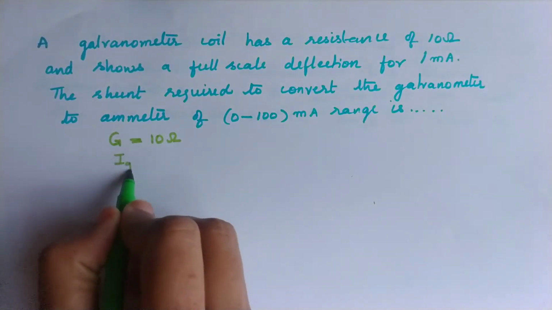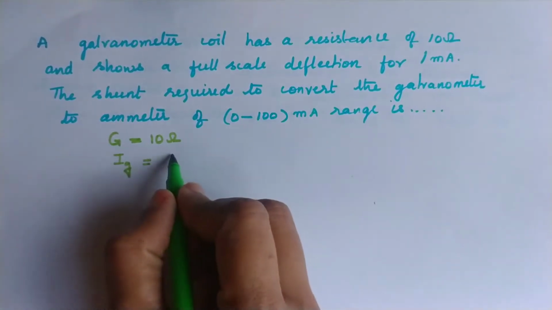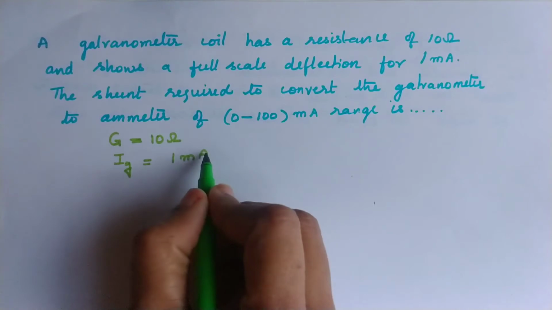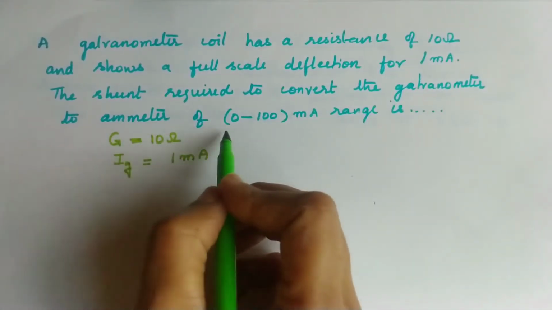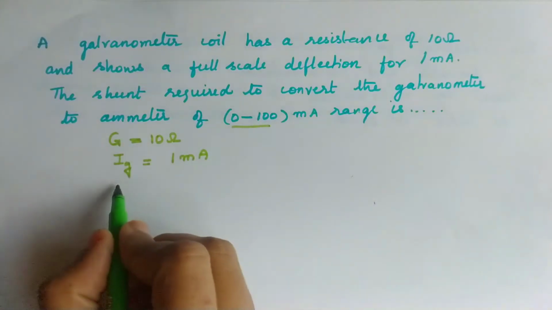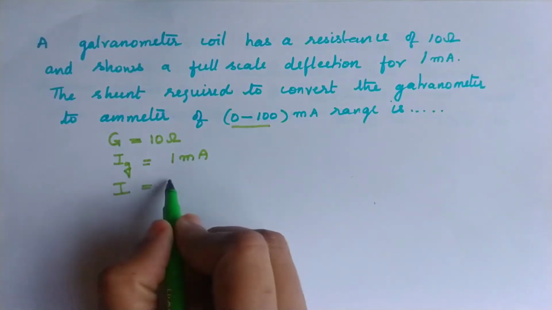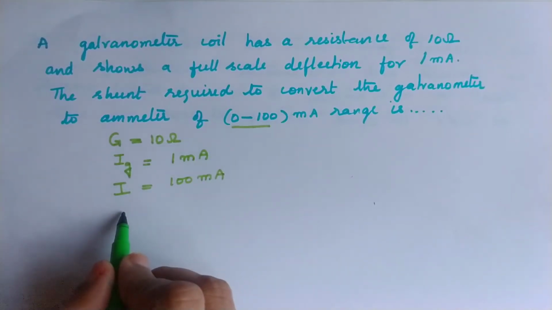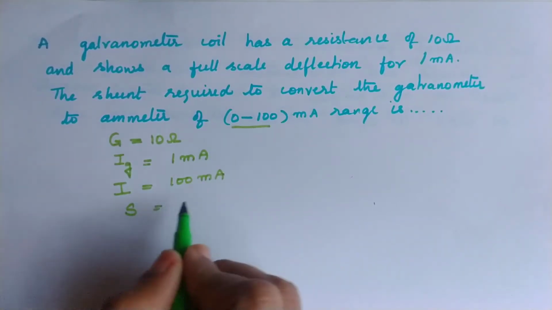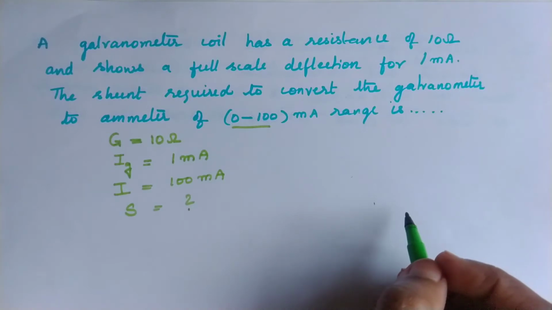So what is the maximum current that can pass through the galvanometer? Ig is equal to 1 milliamp. The shunt required to convert the galvanometer into an ammeter of 0 to 100 milliamp range. So we want the maximum value of current to be 100 milliamps. So I is equal to 100 milliamp. And they're asking you to find out what should be the shunt resistance.